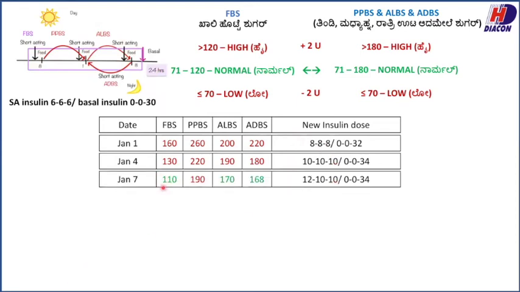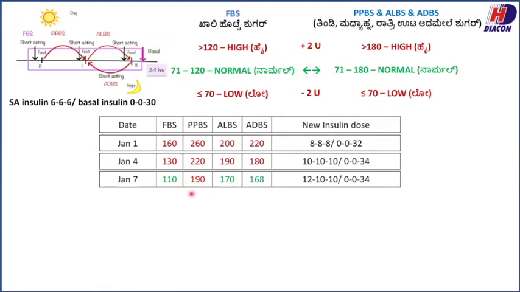We check again. Our fasting is lower than 110. So this is now in the normal range. So when our fasting blood sugar is normal, it means the amount of basal insulin we have taken is sufficient for us. So what do we do? We continue the same dose, 34. In the night, we continue the same.